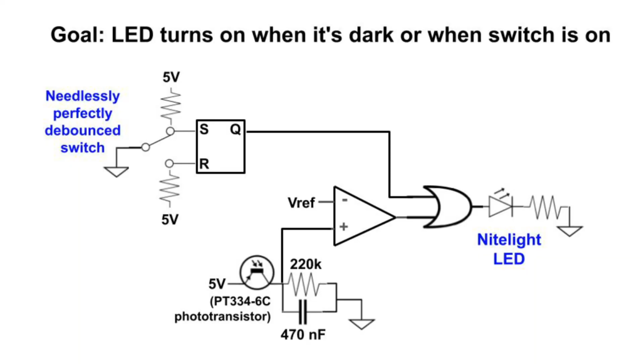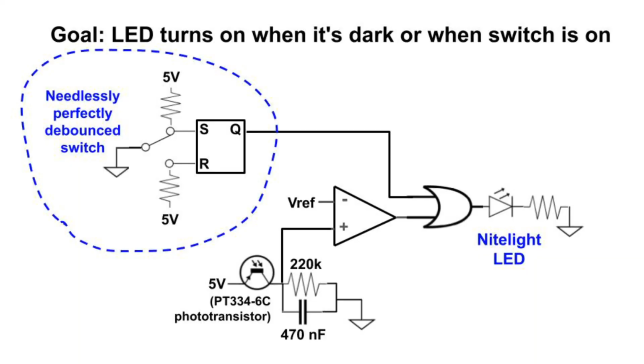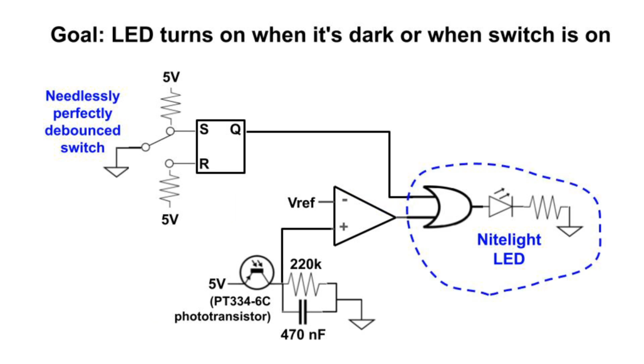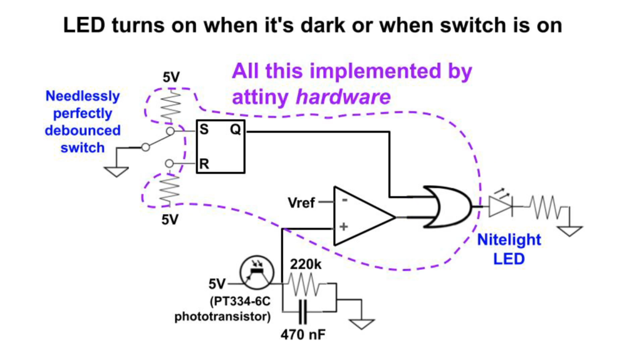Here's a schematic of what the system does. We have a switch that is debounced needlessly perfectly with an SR latch, but the ATtiny can do it, so why not? And we have the phototransistor feeding a comparator. The capacitor slows the phototransistor's response so it doesn't react to my blinking overhead LED lights. If either source is high, the nightlight LED lights. The impressive thing is that all of this is implemented by hardware, not software, in the ATtiny.